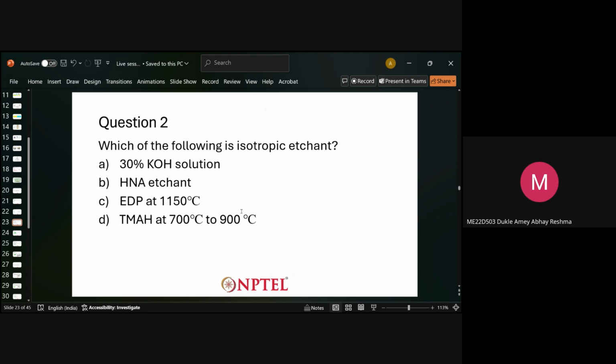EDP, basically it is not that popular an agent, but it is also an anisotropic agent. But HNA basically in terms of etching, it will be isotropic in nature. So basically, although you can predict the etch rates, the etching will be isotropic in nature. So etching will be in all directions. It does not give directional control, but it is still widely used because you can predict the etch rate. So that is why it is widely used. Compared to all the three, HNA is the isotropic etching.